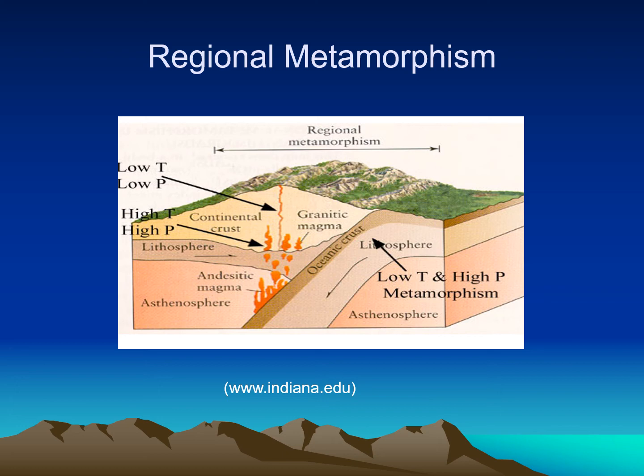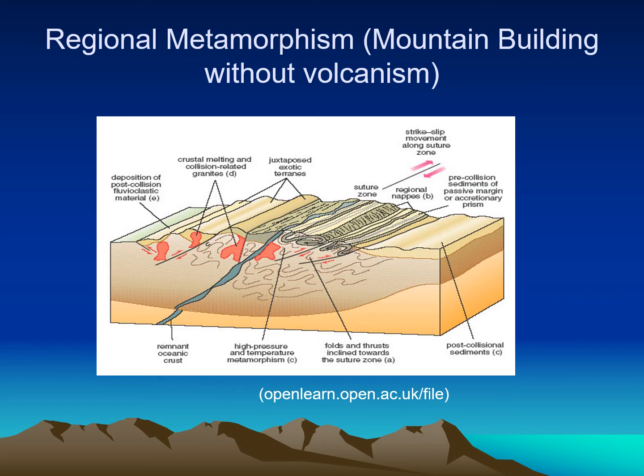And if this is a subduction zone, then yes, you're also going to form melt, and you're going to have magma chambers, and you're also going to have contact metamorphism. So in this drawing, we're seeing both regional metamorphism and contact metamorphism occurring.